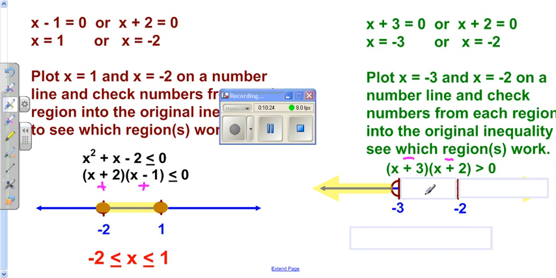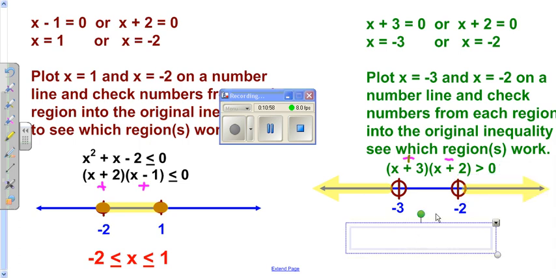Then we're going to go ahead and try a number in between, say -2.5. -2.5 plus 3 is positive, but -2.5 plus 2 is negative. A negative times a positive is a negative answer, and that's not greater than 0. So it does not work in between, so we cannot shade. Over here on the right, we try a number in this region, say 0. 0 plus 3 is positive, 0 plus 2 is positive. A positive times a positive is greater than 0, so we're going to shade there.